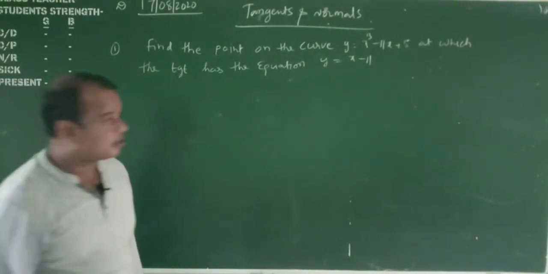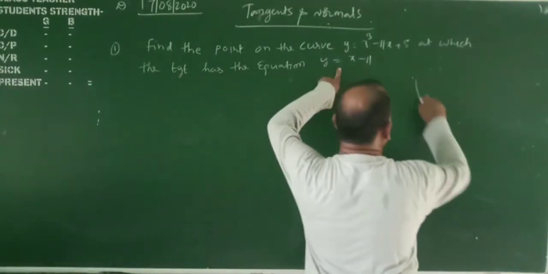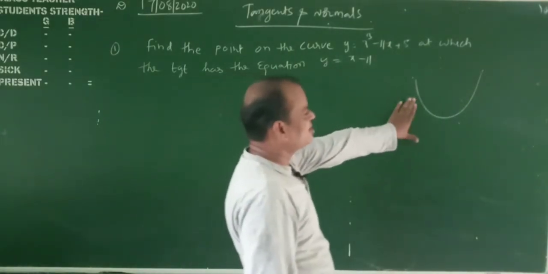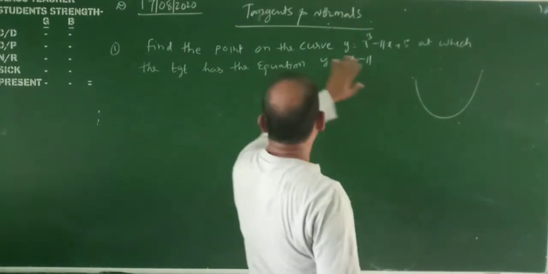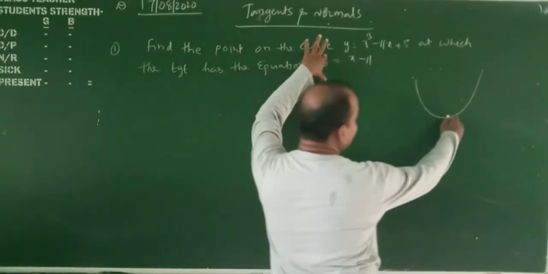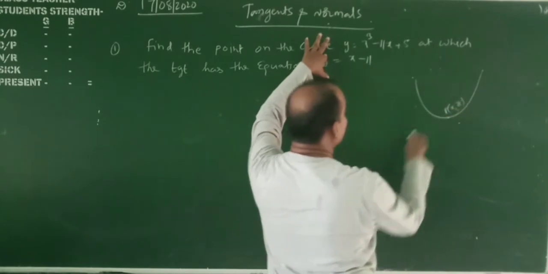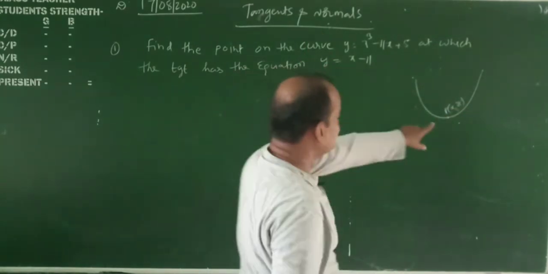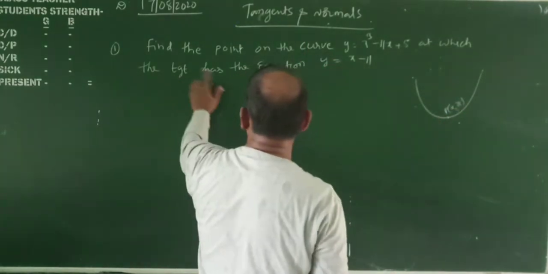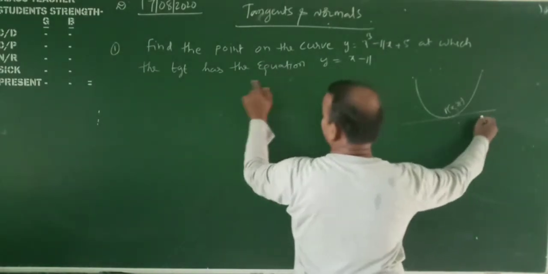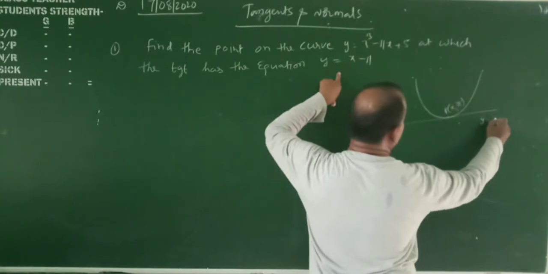First of all, this is the given curve. Find the point on the curve. Let P(x1, y1) be any point on the curve, which means this point satisfies the curve. At this point, the tangent has an equation, which is given: y is equal to x minus 11.